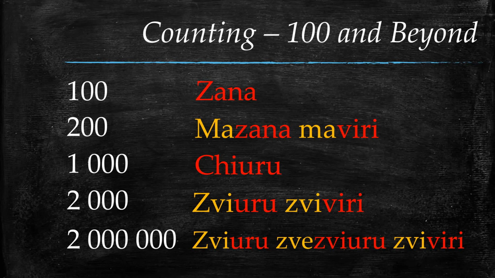Alright, and then 2 million is zviuru zvezviuru zviviri. Zviuru zvezviuru means 1,000 of thousands, and then zviviri means 2. So that is how you say 2 million.